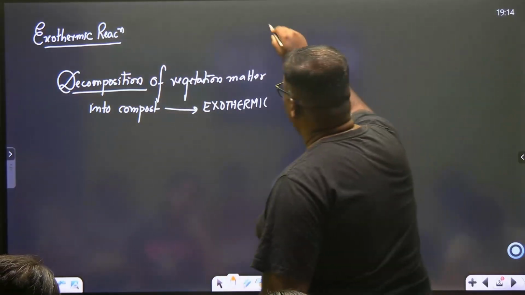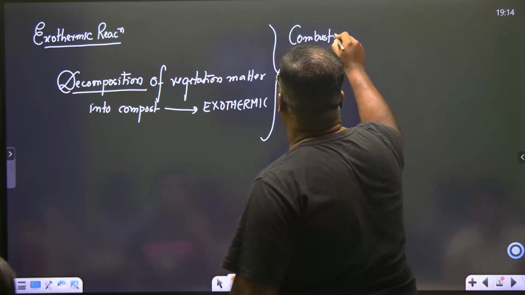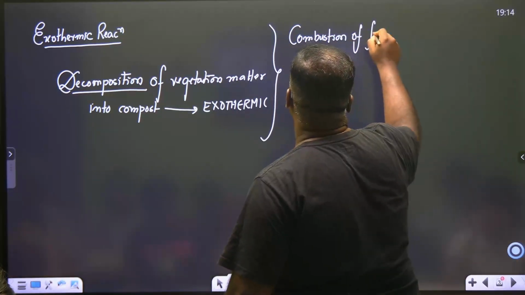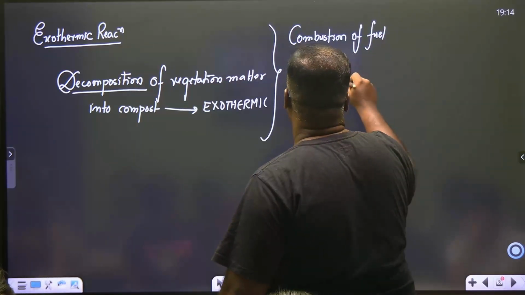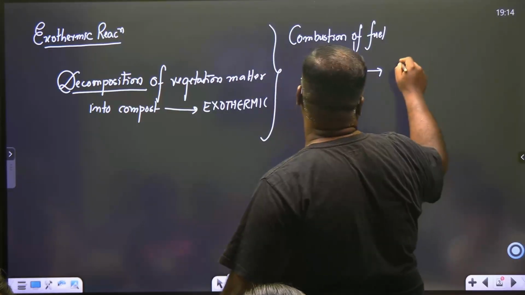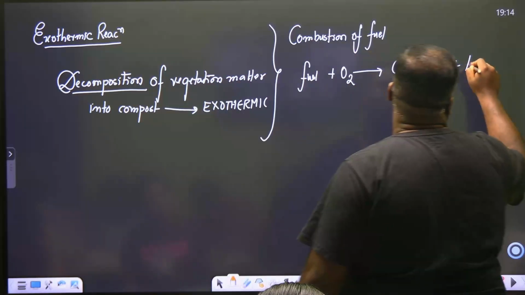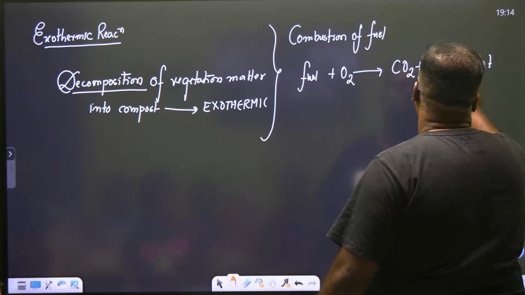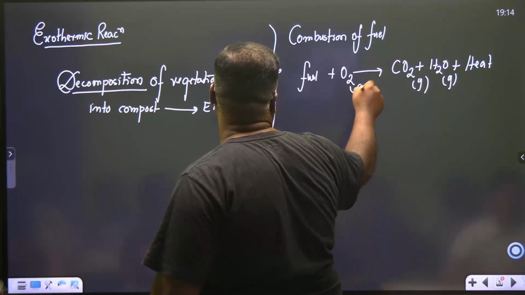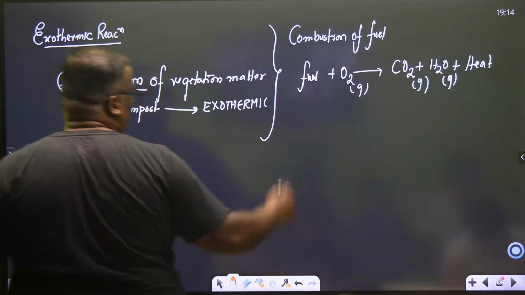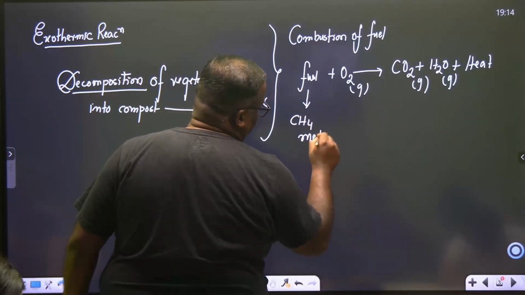And another thing that I want to tell you, combustion of fuel. This is grade 8 stuff, okay? Obviously, exothermic. Combustion of fuel. Any fuel, when you burn it in oxygen, that is sufficient oxygen, it will always give you carbon dioxide, water vapor, and heat. Get this equation by heart. Carbon dioxide, water vapor, and heat. Any fuel. Now, one of the fuels that we learn is CH4, which stands for methane.